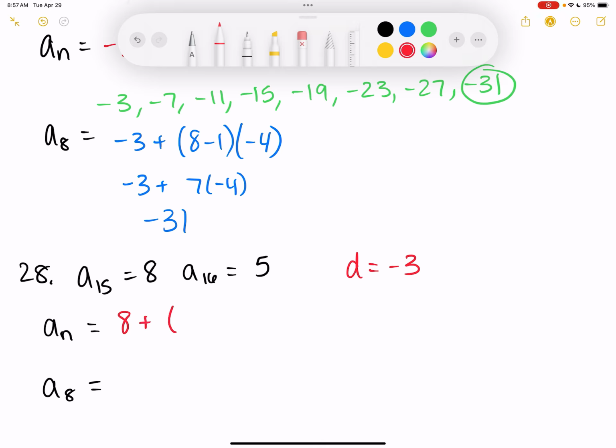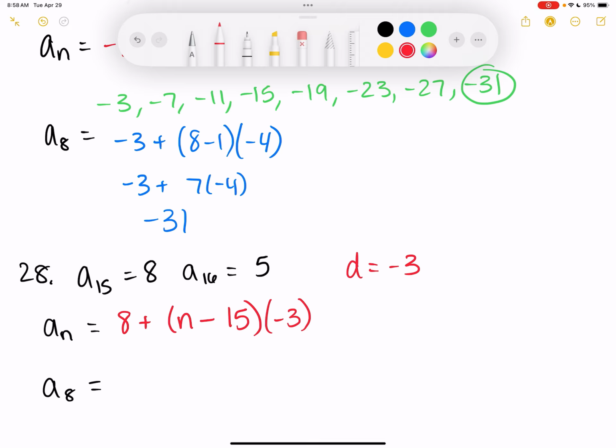Plus n minus, this is the 15th term. So k is 15. Times the common difference of negative 3. And if I want to test and make sure that I did this right, I can plug in 16 here. So 16 minus 15 is 1. 1 times negative 3 is negative 3. Plus 8 is 5. So I know my formula is good, right?